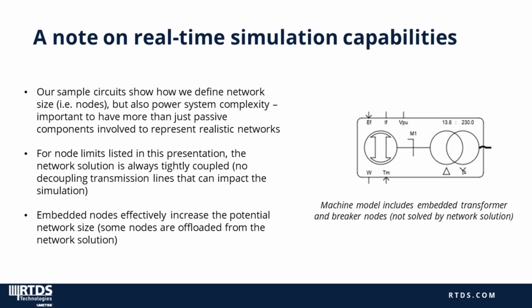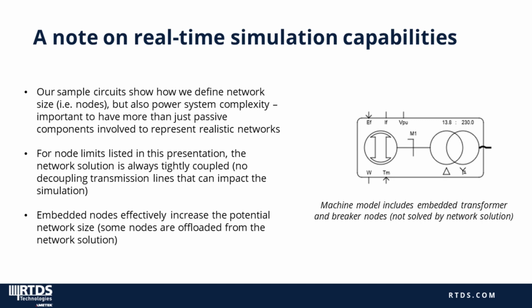So it's important to have more than just passive networks between each node, right? We need to represent complex components like machines and transformers and inverters. So when we specify networks, we assume that it's a detailed populated network, not just a passive one.